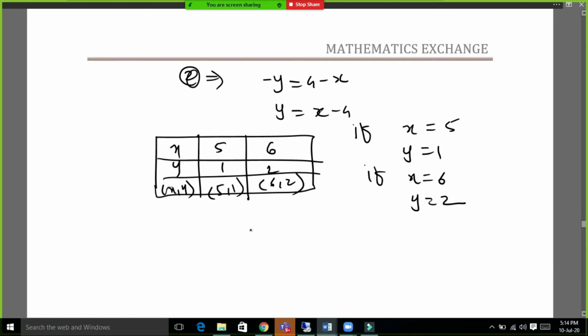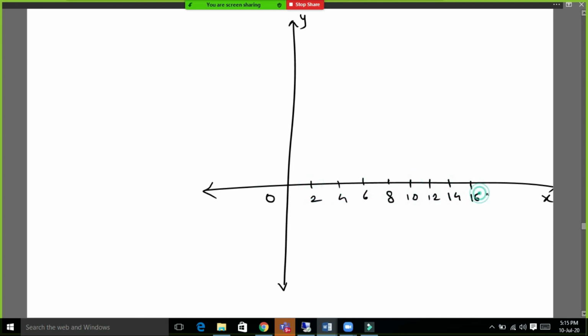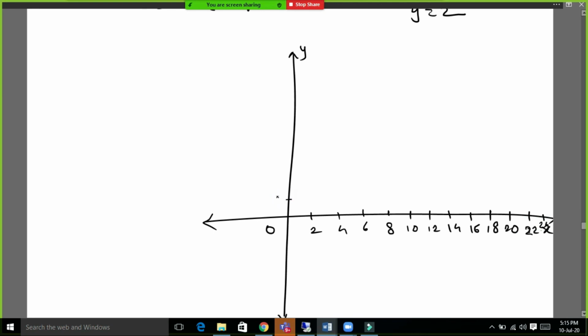Now we represent this graphically. Take the scale of 2. Now we plot the points. This is the x-axis and this is the y-axis. So the first point for the first equation is (20, 16). Let us represent it by A (20, 16). Next point is (24, 12). So this is our second point, (24, 12). Join these points.